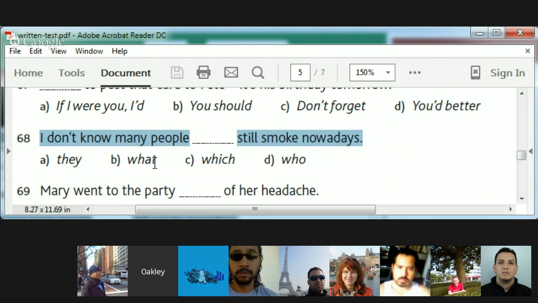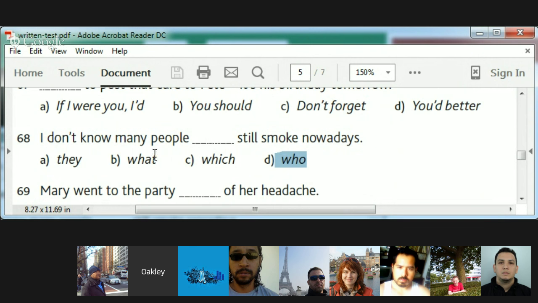Marcus, 68. I don't know many people what still smoking nowadays. Okay, that is a very normal mistake. You are forming a relative clause here, and you need a relative pronoun. Pronouns refer back to things. So you're referring back to people. Who? That's it.